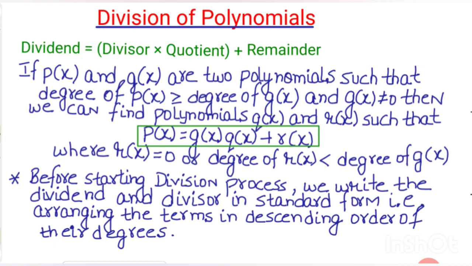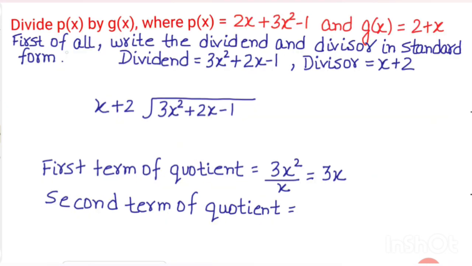Before starting the division process, we first write the dividend and divisor in standard form. What is the standard form? That is arranging the terms in decreasing order of their degrees. Now here divide p(x) by g(x), where p(x) is a quadratic polynomial 2x plus 3x squared minus 1 and g(x) is a linear polynomial 2 plus x.